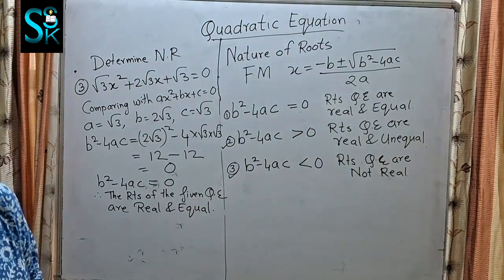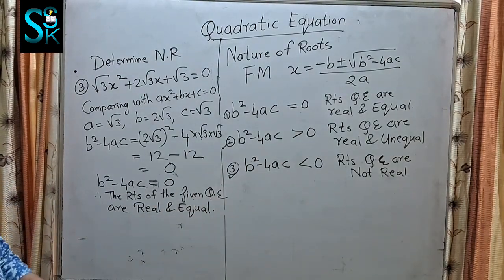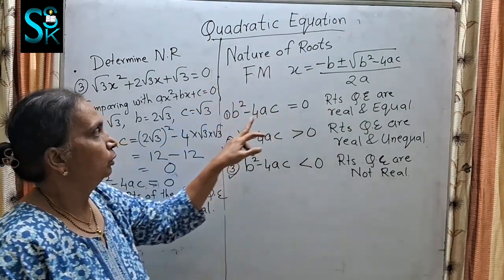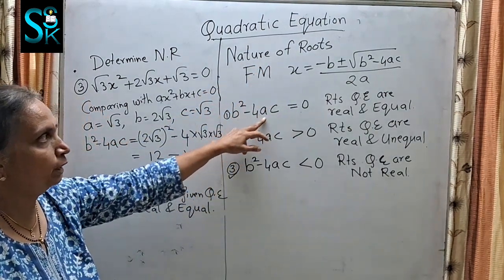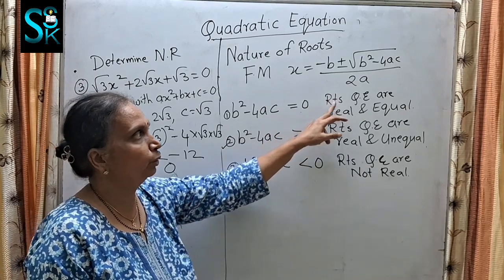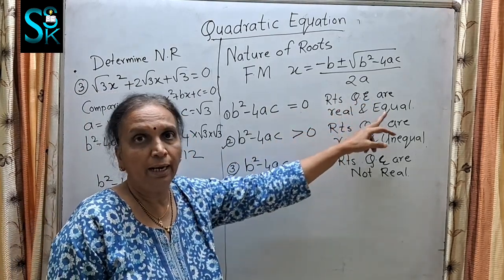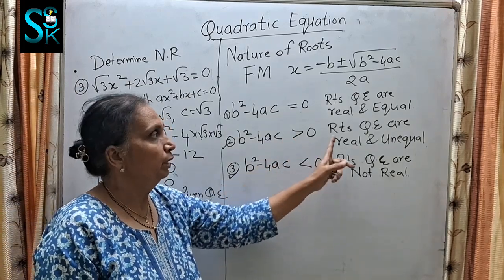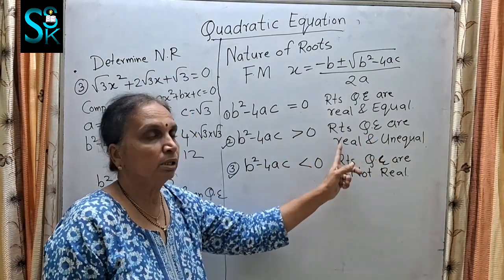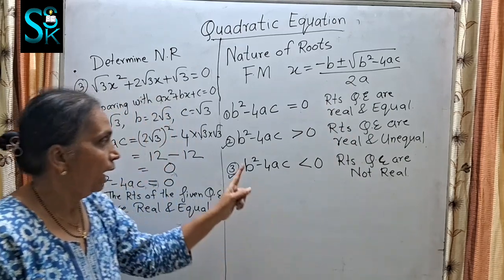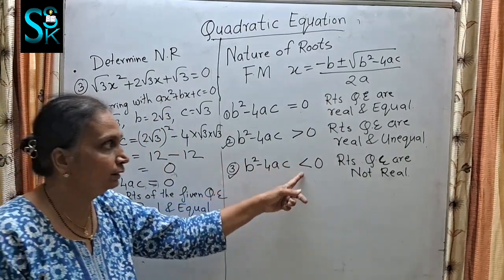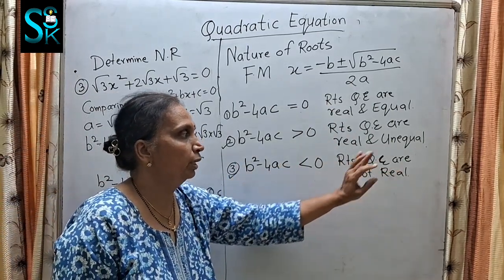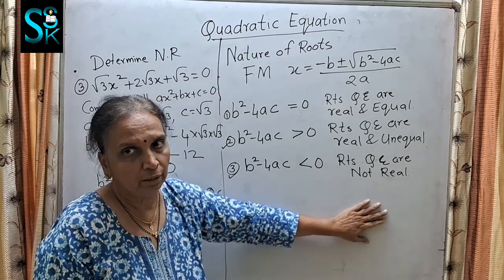So this is how we have finished in this lecture the nature of roots. So once again we'll revise. B square minus 4ac, if it is equal to 0, the roots of the quadratic equation are real and equal. B square minus 4ac is greater than 0, then the roots of the quadratic equation are real and unequal. And if b square minus 4ac is less than 0, then the roots of the quadratic equations are not real.